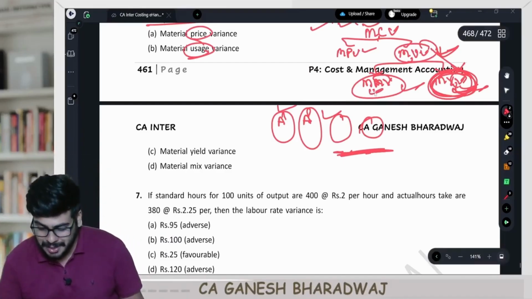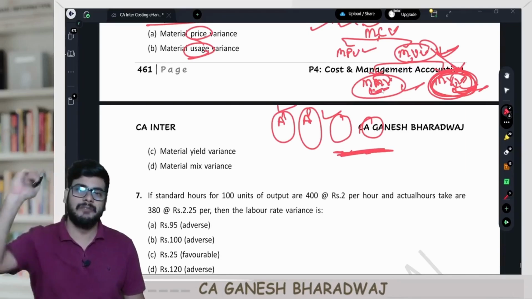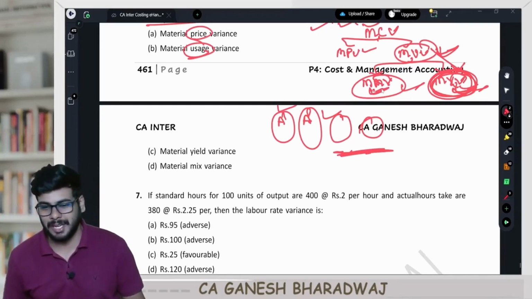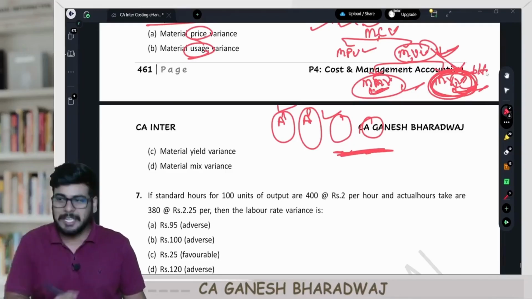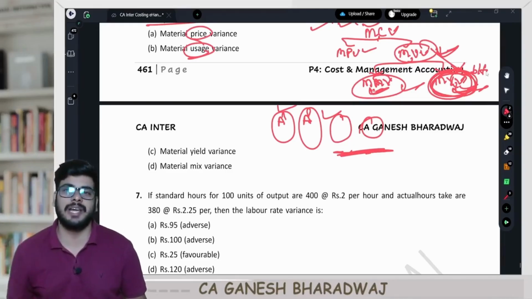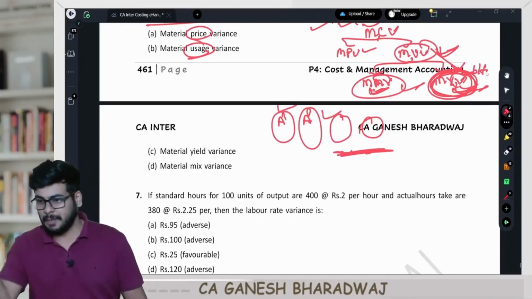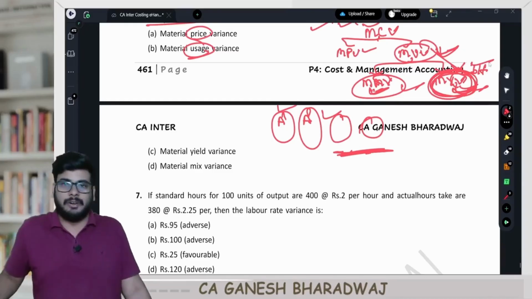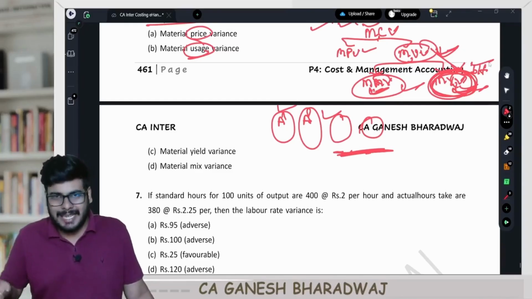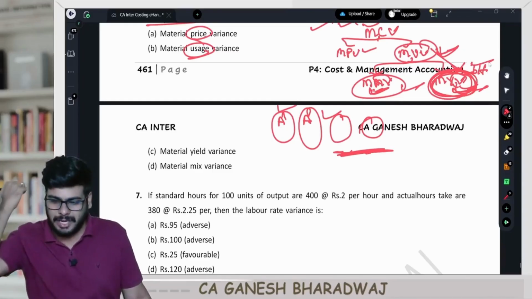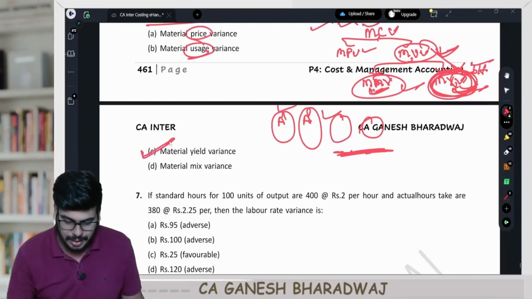So mix variance alone will be there when you are having more than one type of raw material. That's why I call this a balancing figure. Only mix variance arises when I have more than one type of raw material. So the balancing figure is my yield variance. If I don't have more than one type of raw material, that yield variance itself becomes my usage variance. So the answer here is yield variance, not the mix variance.